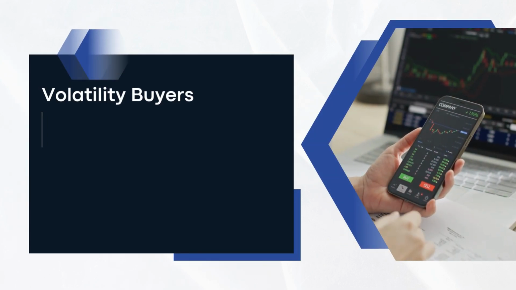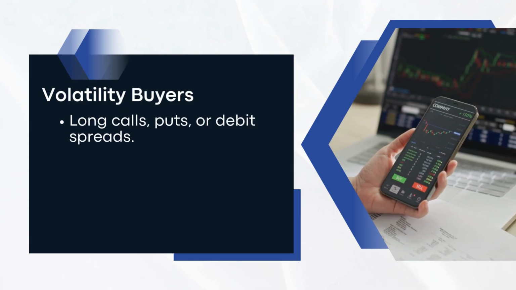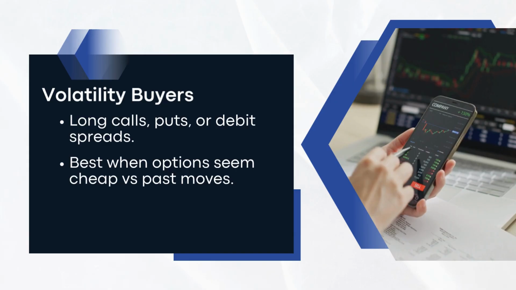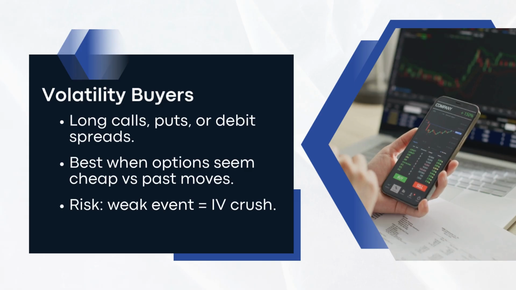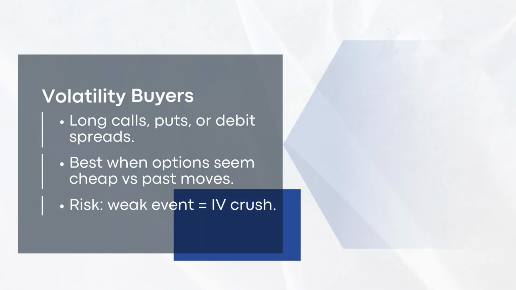Volatility buyers: long calls, puts, or debit spreads. Best when options look cheap compared to past event moves. Risk: if the event underwhelms, IV crush can kill the trade.